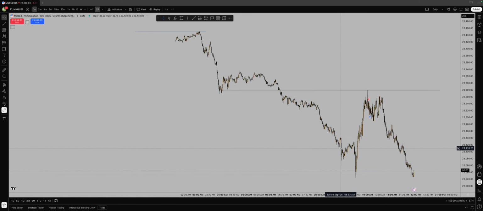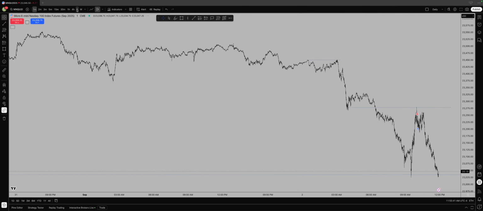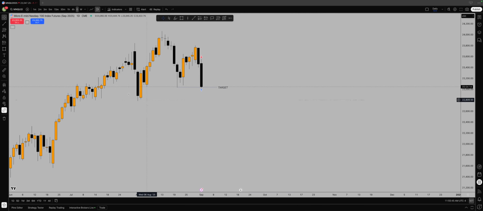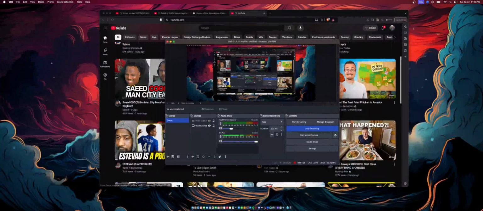I do expect us to continue lower from a daily perspective down to this. Will we get there all today? Maybe not, but that's the next target I expect for price to go to. So yeah, that's my market review for today, the 2nd of September.